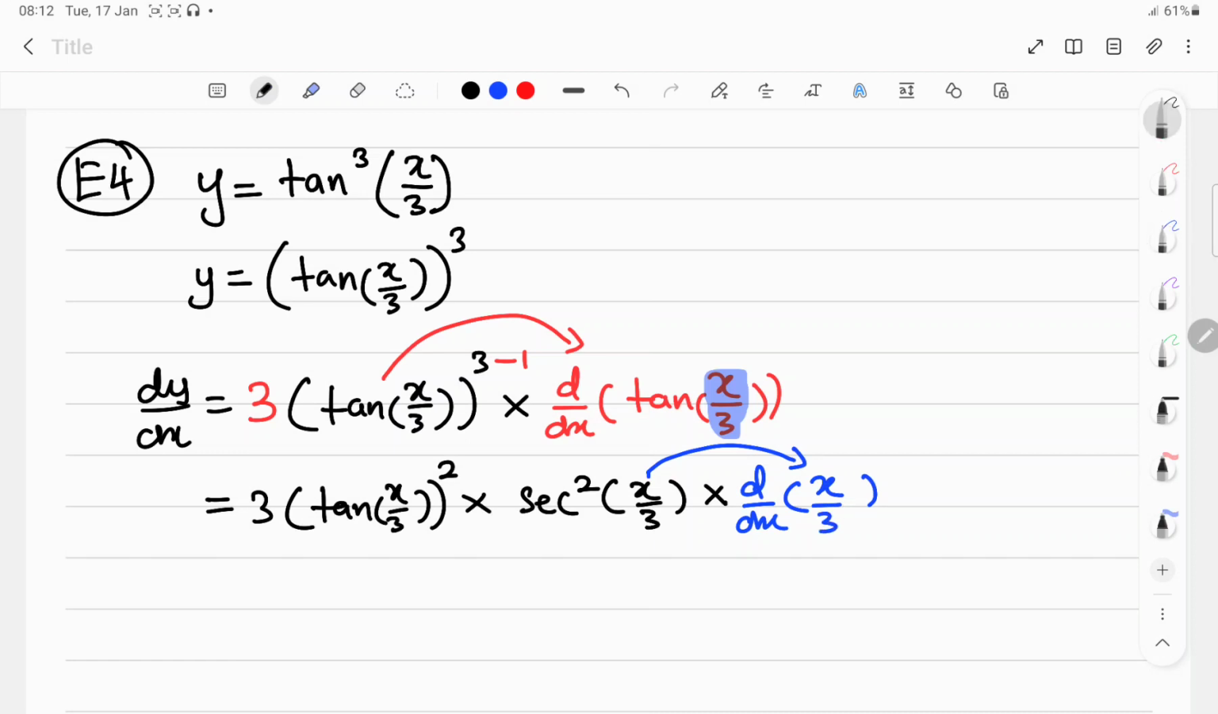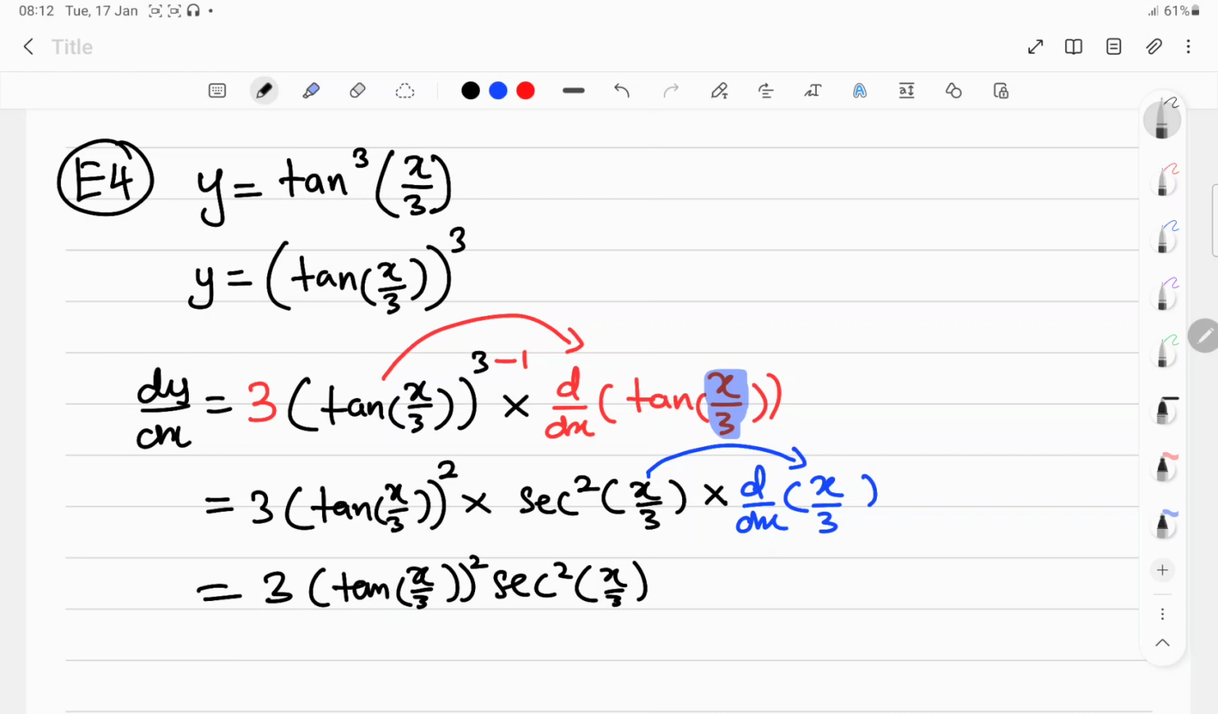So we can further simplify. We have 3 tangent x over 3 squared. Sorry, I have to put the square outside another bracket, like that. And then secant squared x over 3. This one no need the multiplication symbol anymore, just put the trigo signs next to each other like this.